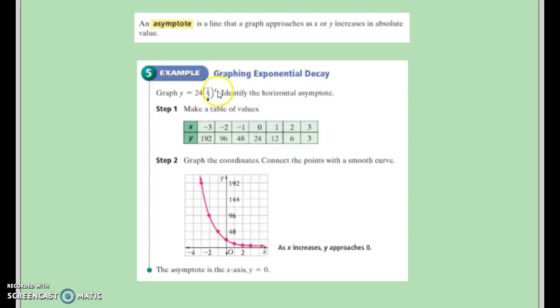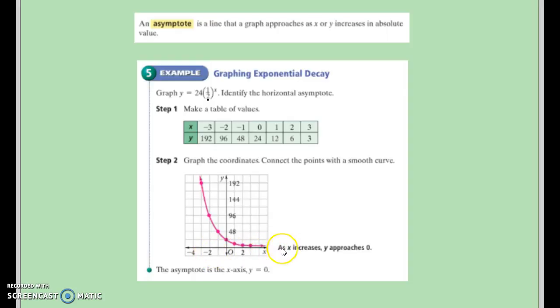So I plug in my 0 for my x and I get 24. I plug in my 1 for my x and I get 12. I plug in 2 for x and I continue to fill out my chart. Then I go ahead and I plot those points, right? And you can see that yes, this does in fact model decay because the graph is getting smaller.